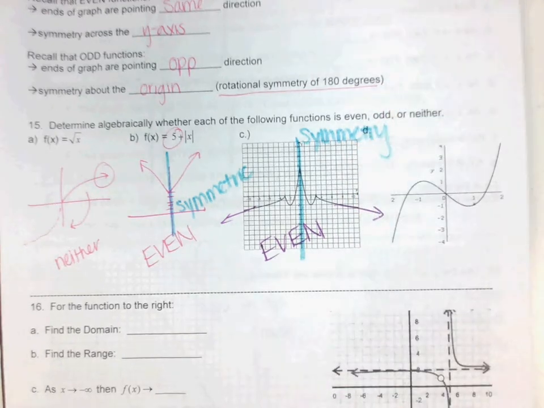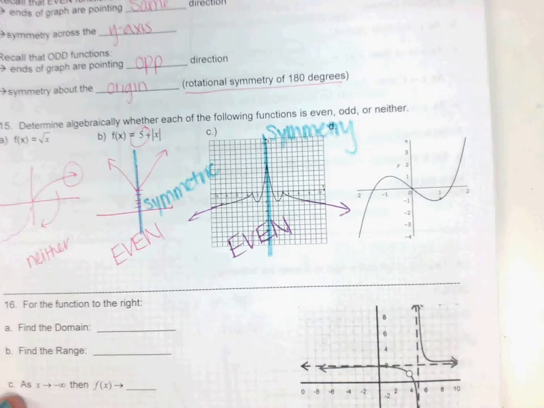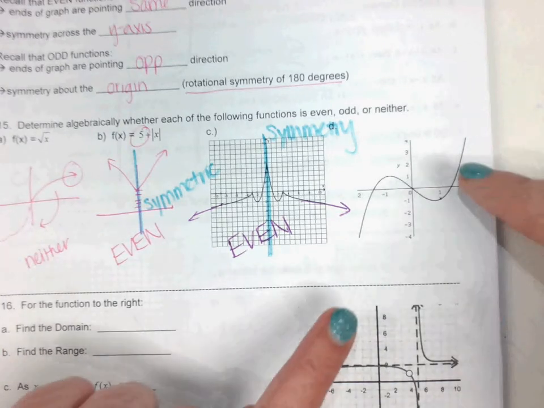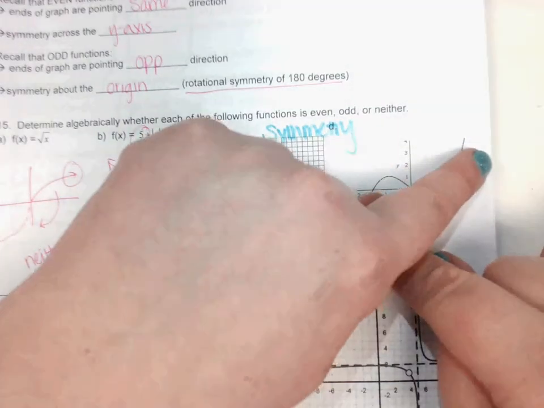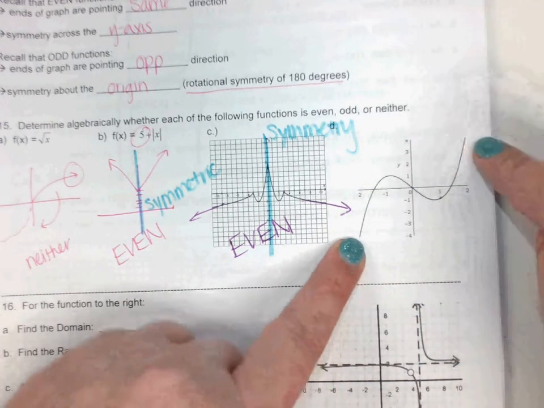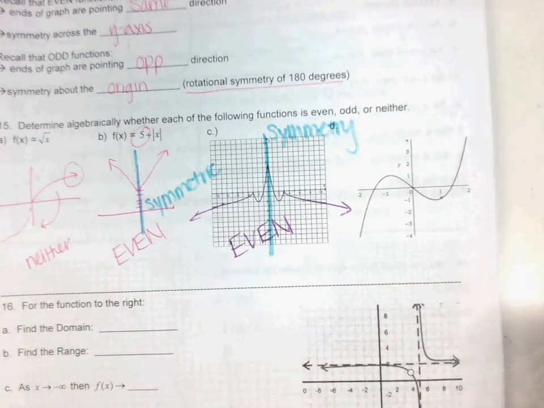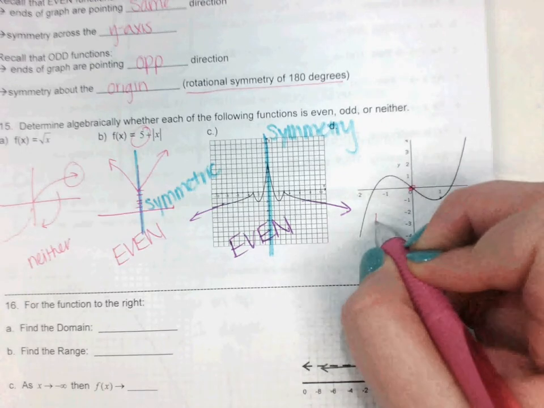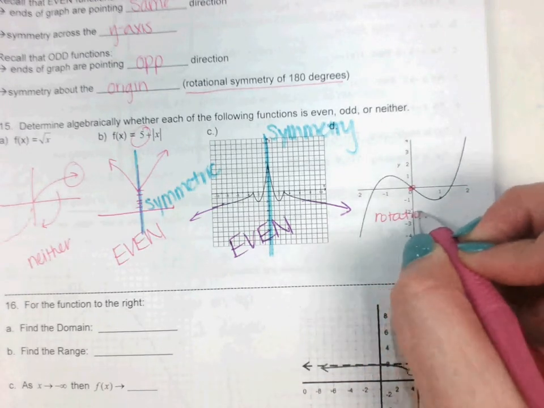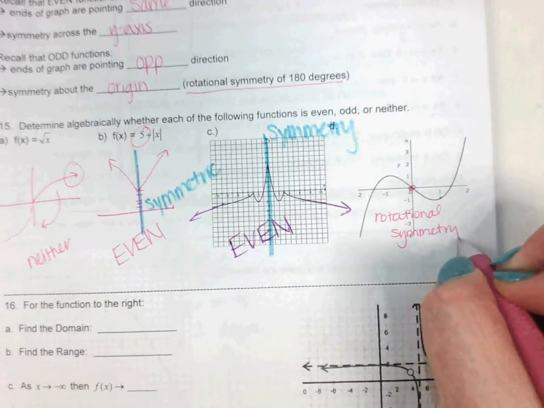Now, look at letter D. Is that symmetric on either side? No, but if it was a fidget spinner and I spun it around, would it look the same? Yes. Okay, if I took this shape and I spun it around, it would end up right on top of itself. So this has a rotational symmetry. That makes it what? Even or odd?